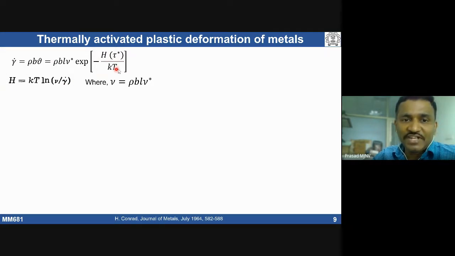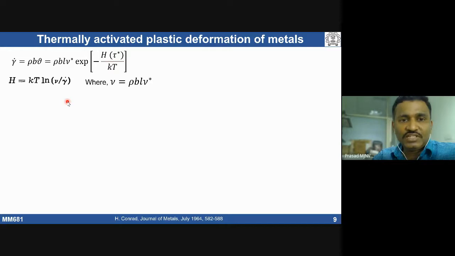We have this kind of well-known expression. If I take a logarithm on both sides, I can arrive at how the activation energy or enthalpy changes as a function of strain rate. We just reverse both sides. So KT ln nu is a frequency factor; it considers all of these things and the strain rate. Is it clear? Yes, sir.